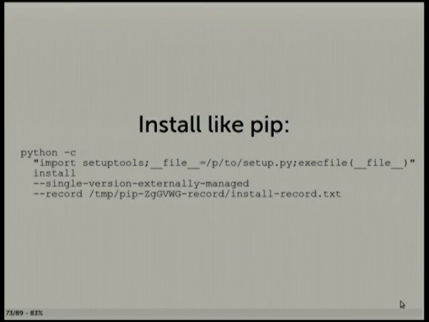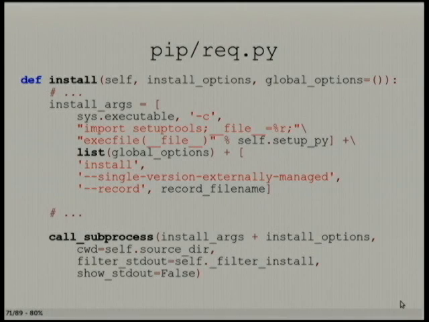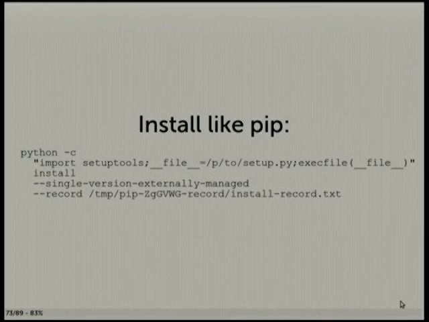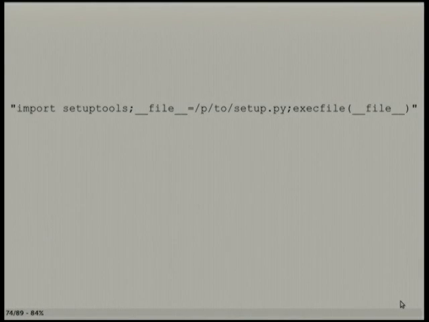So here's a translation of what that, if we go back to that slide, all this actually is a subprocess call. So pip actually installs things in a separate subprocess. And this is a translation of what that subprocess call would actually look like if you just wrote it out in the shell. We'll go through that line by line real quick. So this is the core of the ugly hack.